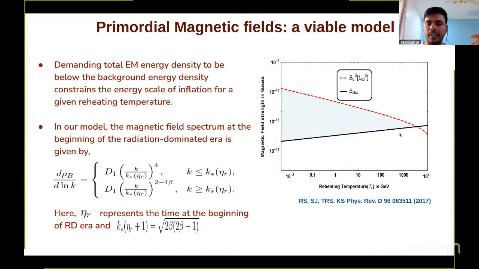This black line shows here the lower bound on the magnetic field strength, which I was mentioning earlier in the intergalactic regime, and the red dashed line shows the magnetic field obtained in our model. So it says that if you want to realize this, at least satisfy this bound, then reheating has to be very low. I mean, it has to be below some 10,000 GeV. So we find that, yeah, there is a viable model, but it comes with two things. One is it won't have any scale in the spectrum, it will have a blue spectrum, but still it can satisfy the lower bound, but then reheating has to be at a lower scale.